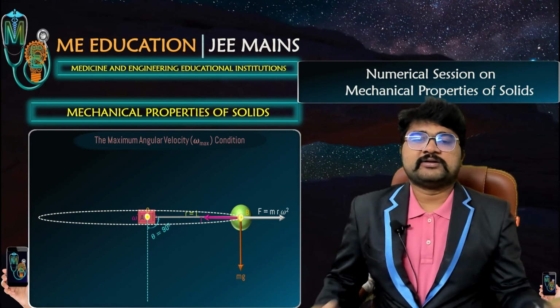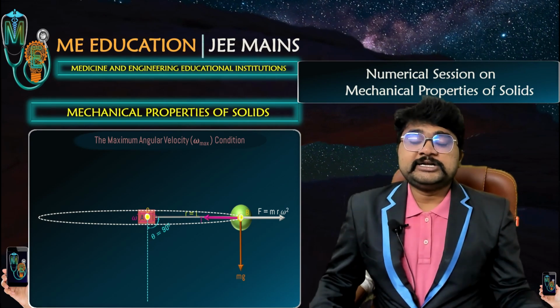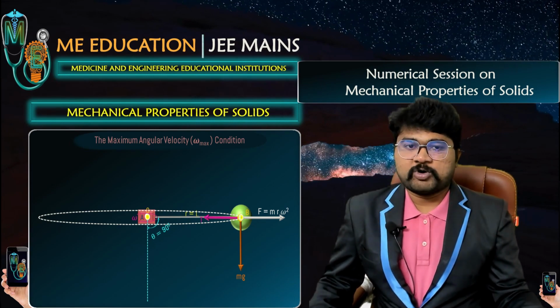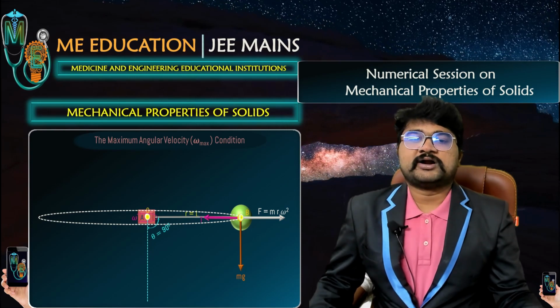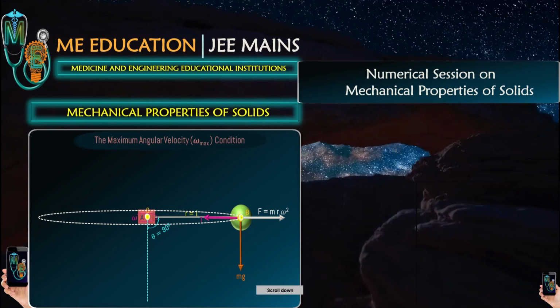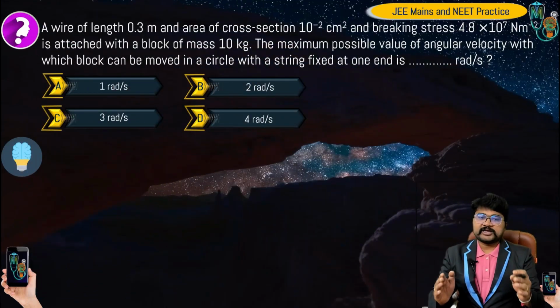In this session, we can discuss determination of maximum angular velocity of the body, which is in horizontal circular motion. Let's start the session. Read the question carefully.